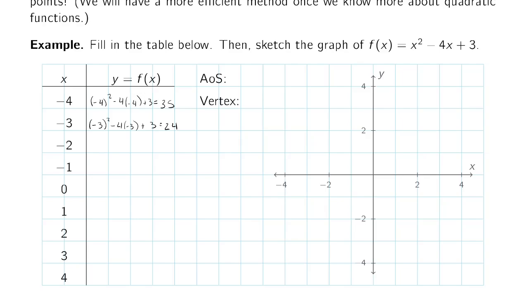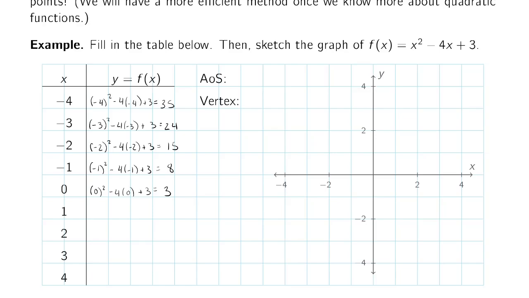Also not useful for the graph we're going to want to draw, but we'll keep going. When x is -2, we'll have -2 squared minus 4 times -2 plus 3, which is 15. When x is -1, we'll have -1 squared minus 4 times -1 plus 3 is 8. Still not useful for the graph we want to draw, but getting closer. When x is 0, we'll have 0 squared minus 4 times 0 plus 3. Well, that's just 0 plus 3 is 3. That's looking better.